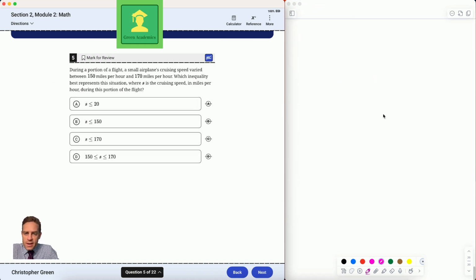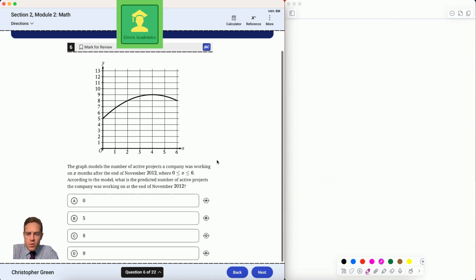During a portion of a flight, a small airplane's cruising speed varied between 150 miles per hour and 170 miles per hour. Which inequality best represents a situation where S is the cruising speed in miles per hour during this portion of the flight? Well, this is the definition of being between two numbers, inclusive, which is just D as in dog.